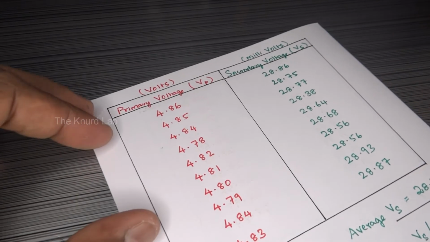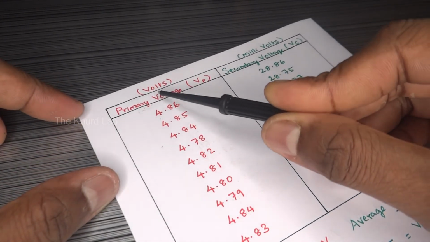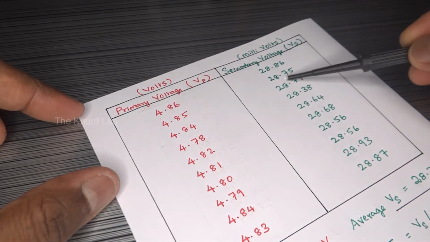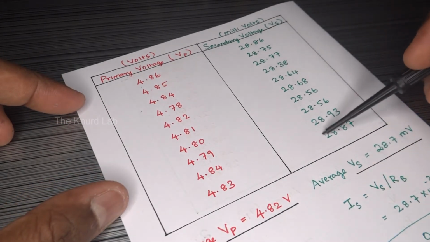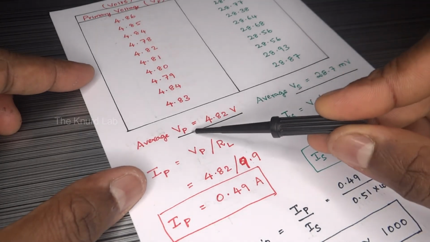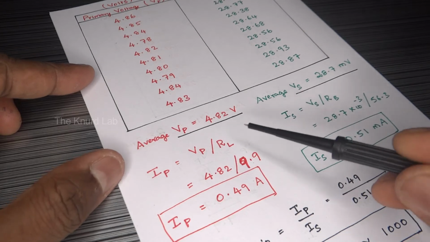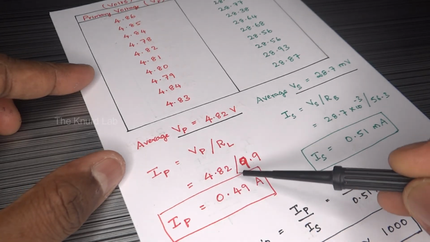After tabulating the observed primary and secondary voltages, now it's time to calculate the average value. This step helps to minimize the errors which may have crept into our observation owing to the factors which I previously mentioned. So, we have found that the primary voltage is approximately equal to 4.82 volts and the secondary voltage 28.7 millivolts.